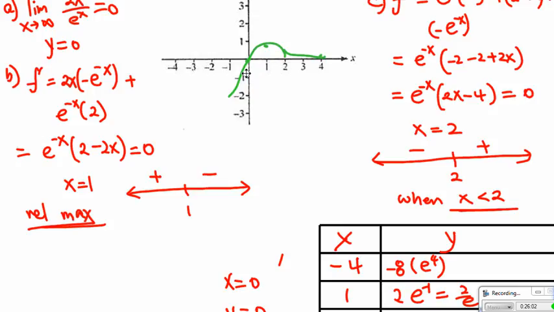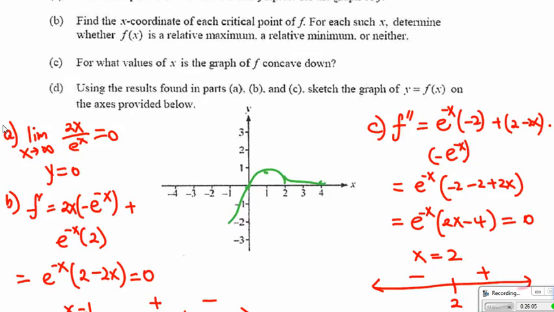All right. So I believe that with that, we have number 6.